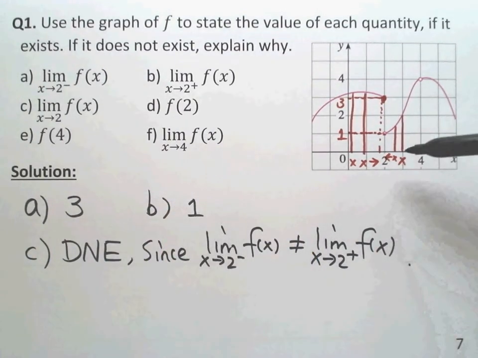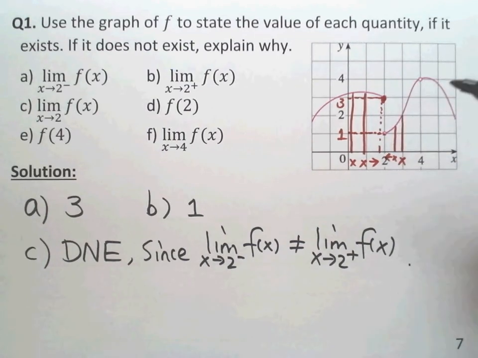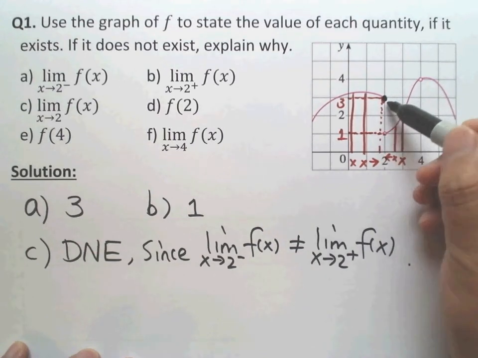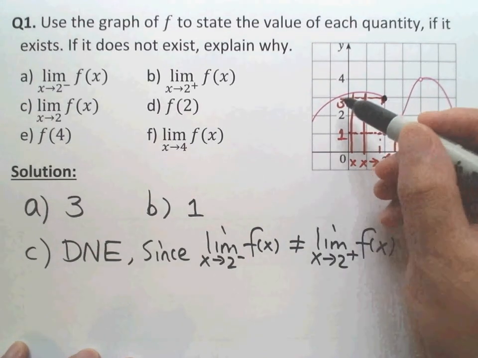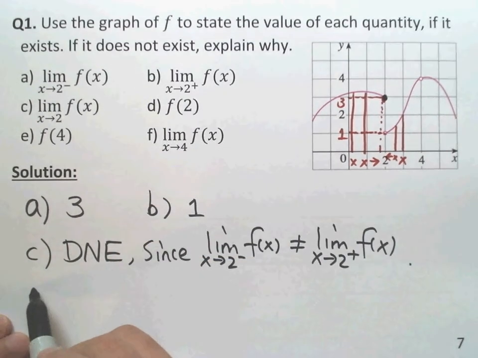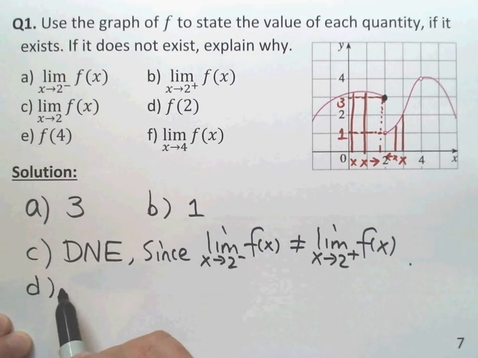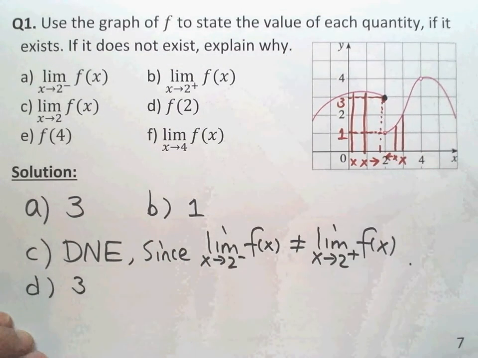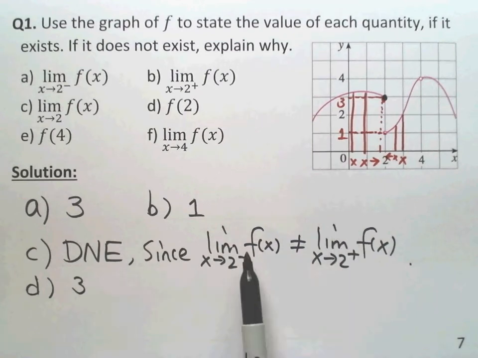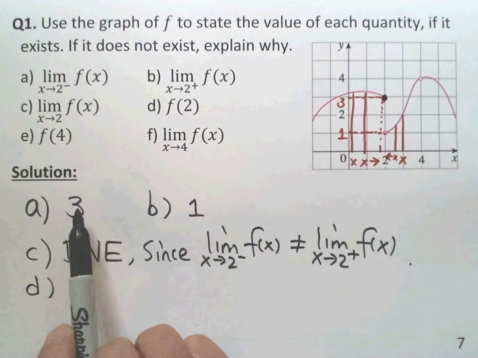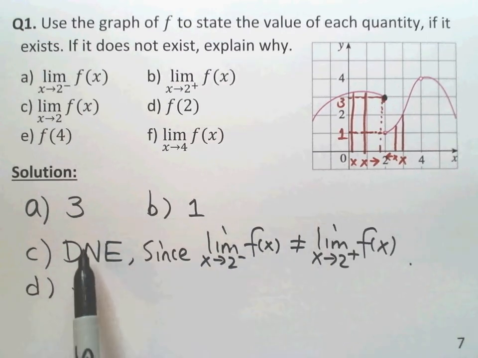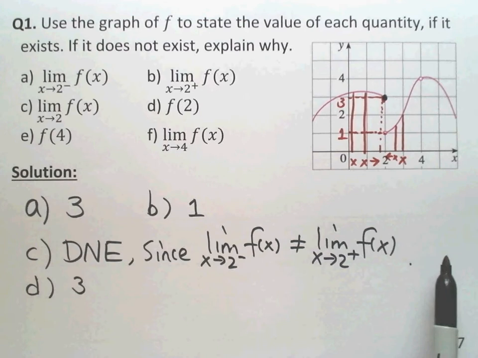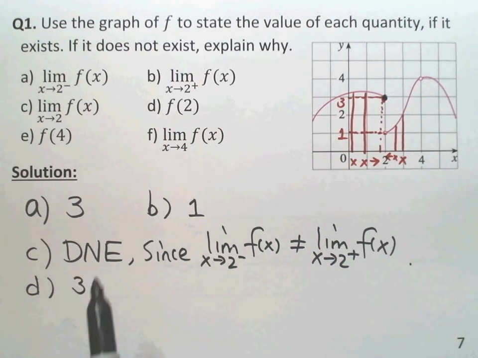Can we look at f at 2? Have we defined f at 2? Yes, we define it there. So here this is solid and this is empty. So what do we see? f at 2 is 3. So this is easy to answer: f(2) is 3. What does this mean? This means the left-handed limit equals the value of the function. The left-handed limit is 3 and the value of the function is 3, but the right-handed limit does not equal 3.